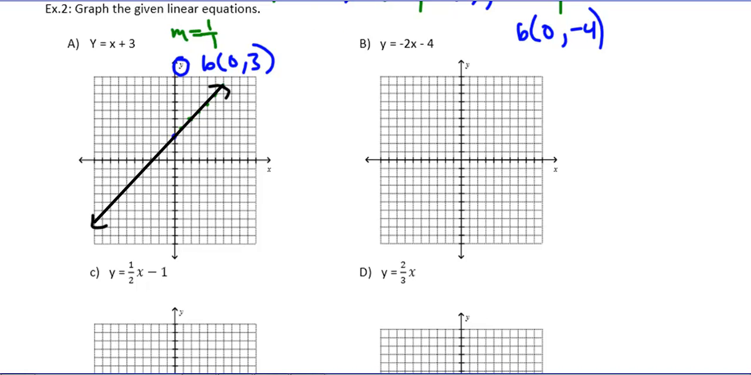Number 2, I have the number in front of x is -2, so my slope is going to be -2 over 1, and my y-intercept is going to be 0, -4. So again, we begin with b, 1, 2, 3, 4, and from there we count our slope. Remember, negative slope means to go down 2, always to the right. Down 2, always to the right. Again, we could go backwards if we want more points. Backwards would be up 2 and left, up 2 and left, and so on. Okay? Then once again, use that straight edge to connect those dots and create your line.